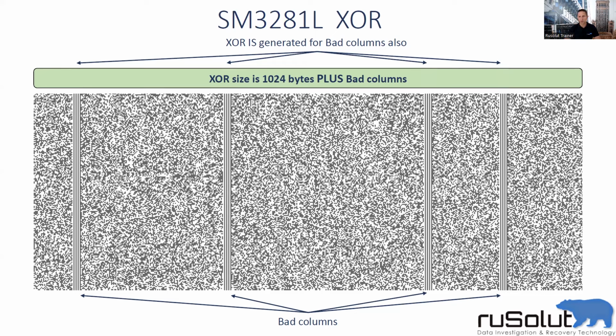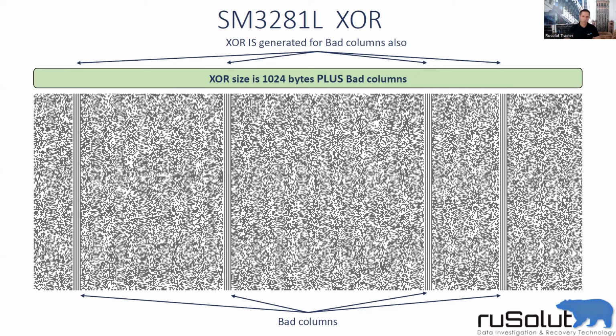And of course, if your donor drive has some bad columns and your patient drive doesn't have them, then the XOR keys will not be compatible, and vice versa. Also, the XOR key is generated differently for different planes. Different planes have different XOR keys. So different devices, different planes, different numbers of bad columns, all this leads us to the situation when you just cannot use the XOR key from a database normally, and you need to generate it each and every time.